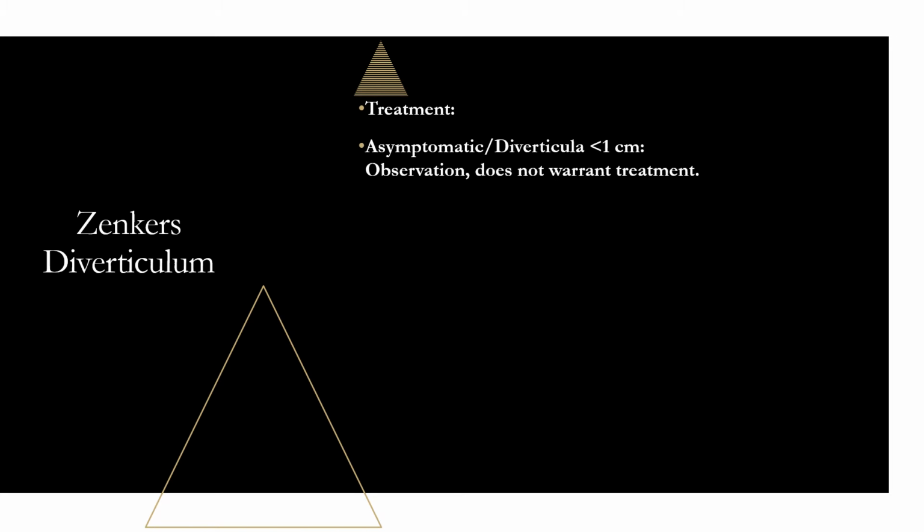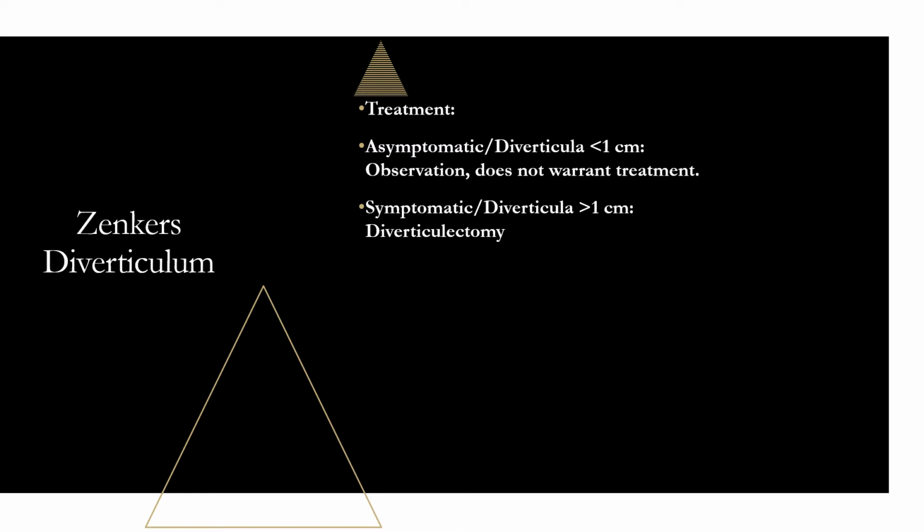Treatment, again, if the patient's asymptomatic, it's a small diverticula less than a centimeter, you're just going to observe. It doesn't really warrant any treatment. If it is larger or these patients become symptomatic, over a centimeter, you're going to do something called a diverticulectomy, which is a surgical procedure to remove the diverticula. It's typically minimally invasive. They use a transoral endoscopic approach, and that's just to remove the diverticula.